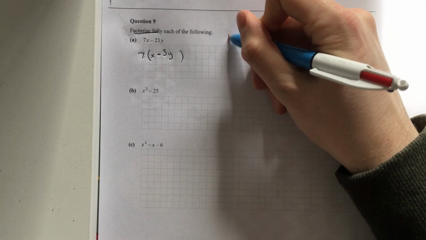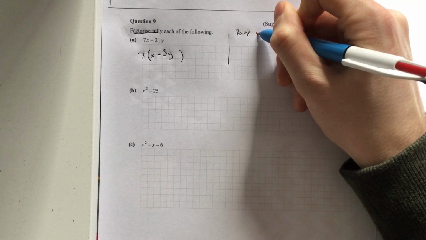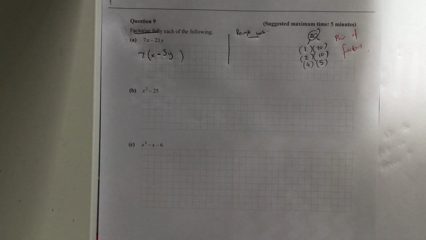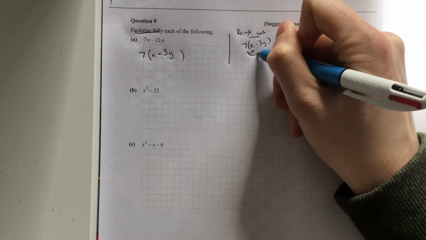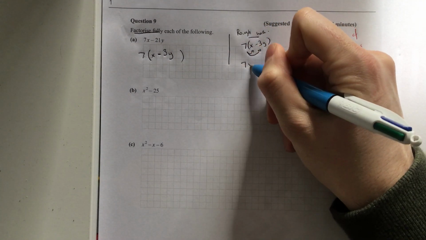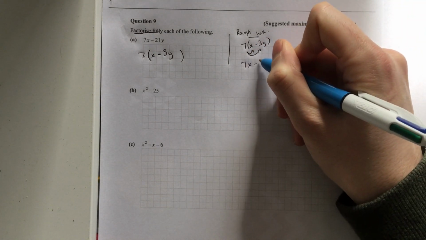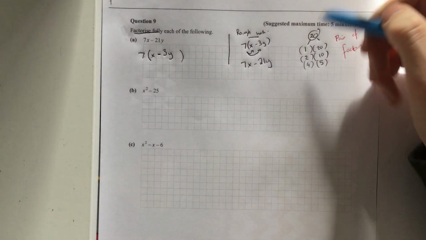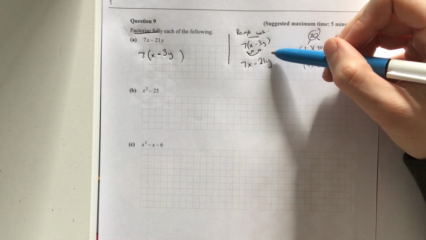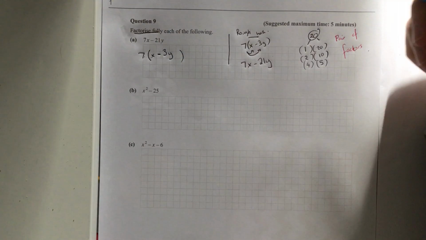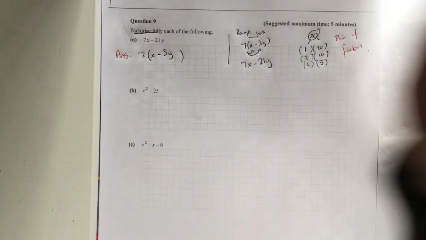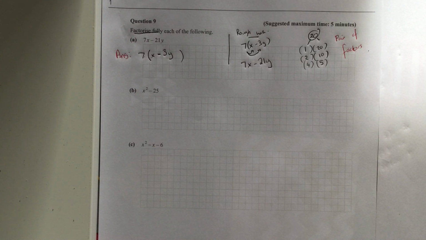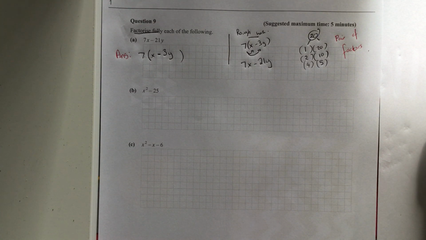How can I check if I'm unsure in my exam? Well, I could do rough work and I could multiply it back out again. So I have 7 bracket x minus 3y. So you multiply by the first term and then by the second term. We have 7x minus 3 by 7 is 21, but that's 21y. So we can see here that it does in fact multiply back out to give the original term. So we have fully factorized. So our answer is 7 bracket x minus 3y. That is the first type of factorization you'll encounter. It's usually the easiest. Okay.